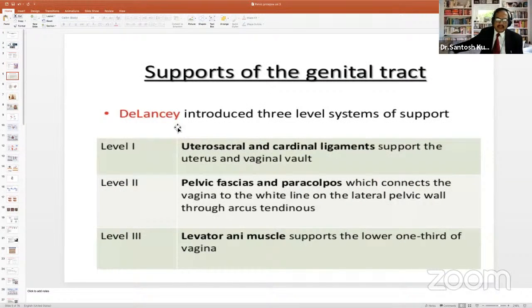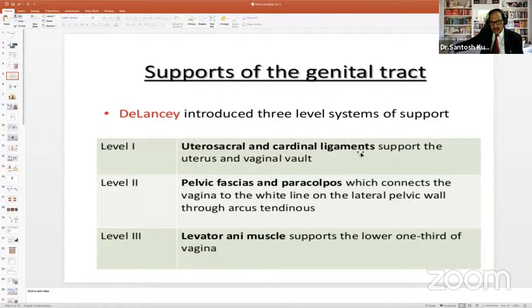So I will come to DeLancey and introduce the 3-level system of support. The uterosacral ligament, the ligament from the uterus going to the sacral vertebra, and the cardinal ligament, also known as Mackenrodt's ligament and cervical ligament. This is going from the cervix to the lateral pelvic bony wall.